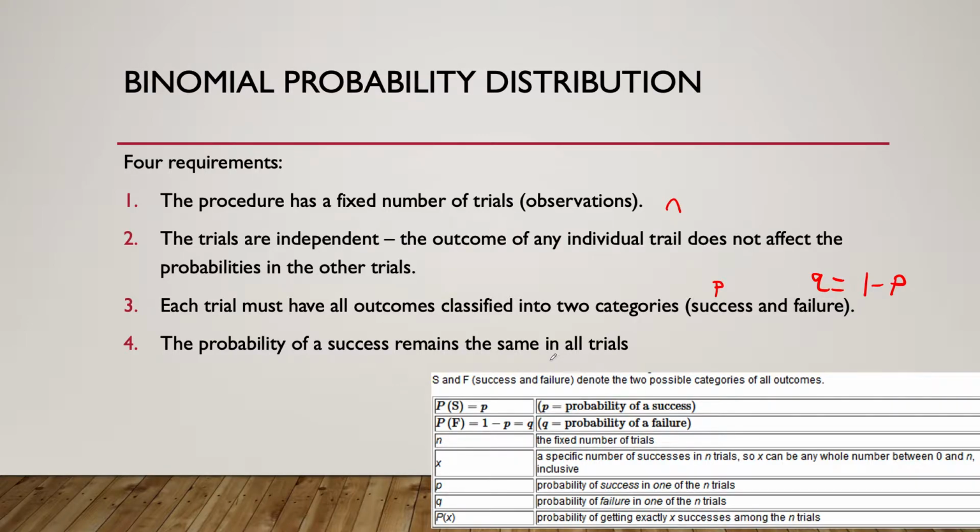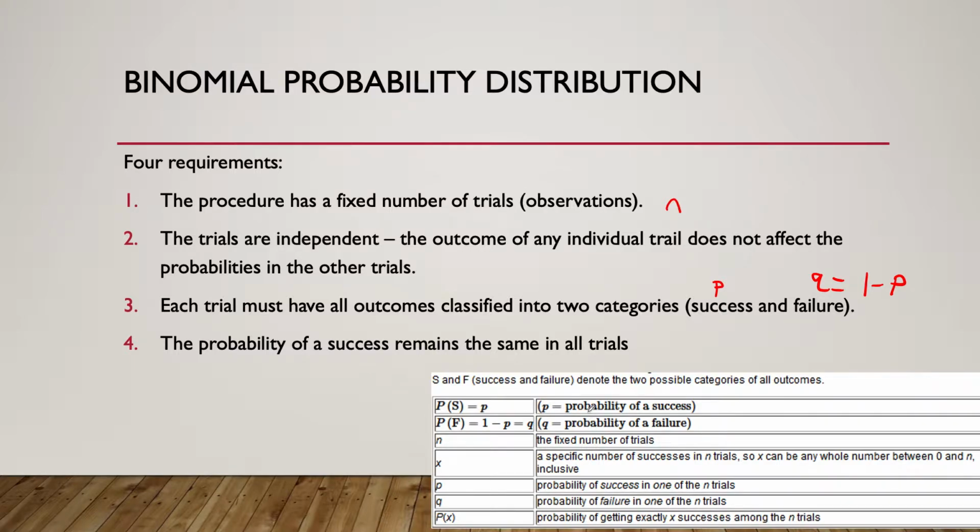So, with S and F being success and failure, we have these notations. So probability of success is equal to P. Probability of F is equal to 1 minus P, or Q for the probability of failure. N is the number of fixed trials. X is the specific number of successes in N trials. So X can be any whole number between 0 and N inclusive.